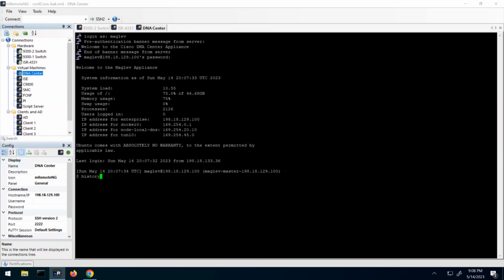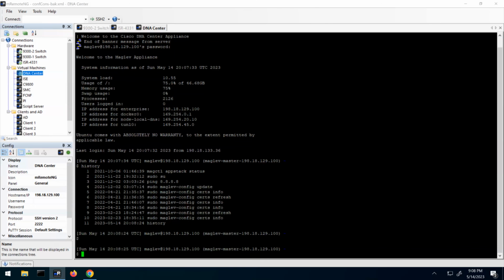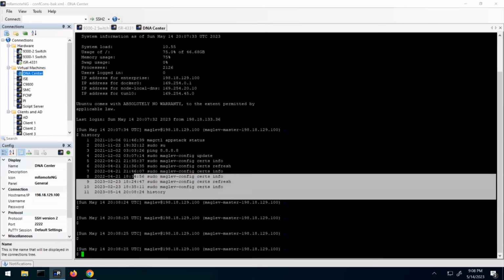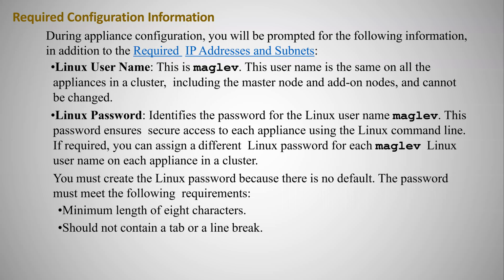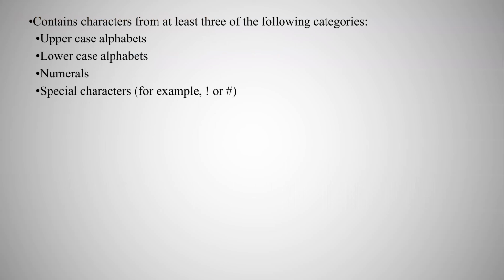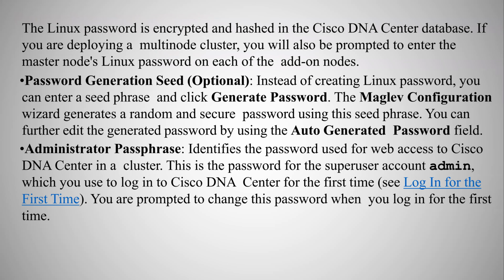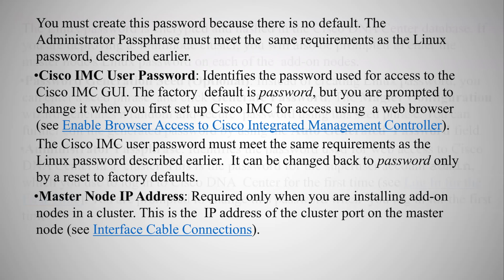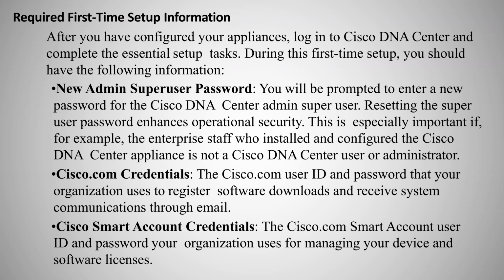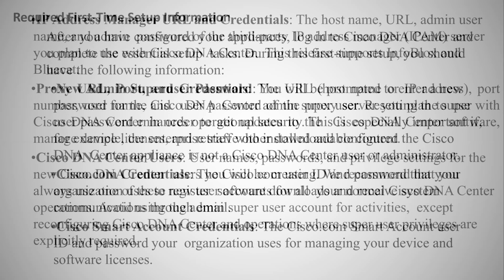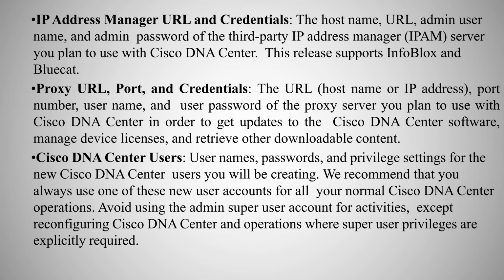There are so many CLI commands that you have in this Maglev that you can go and run. Okay, so let's go back. For Maglev, we should put a strong password, with the proper password specification. We should have the proper password for the SIMC as well, admin and super admin. And later on, we will see the DNA users and DNA password as well, how we can go and create those things. So we'll go and see.